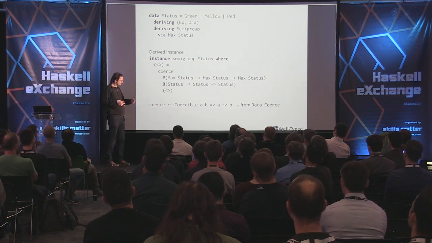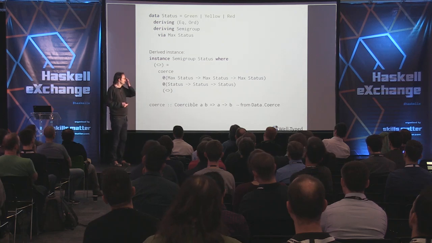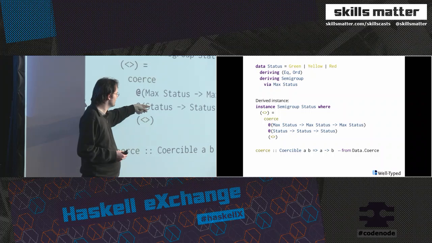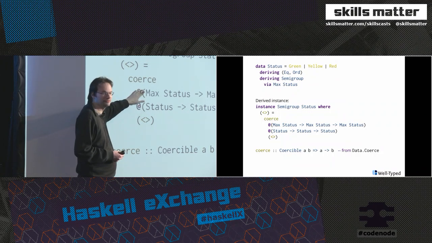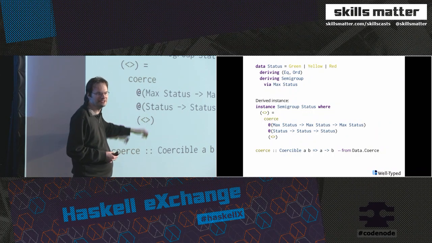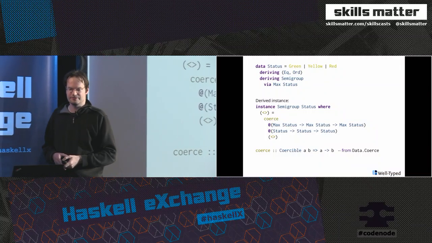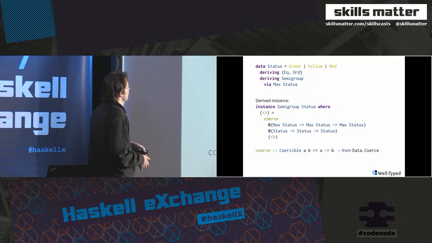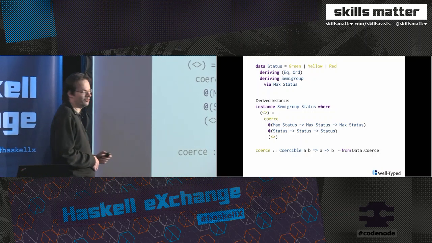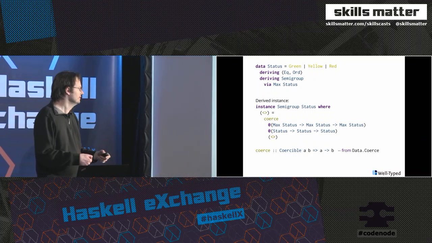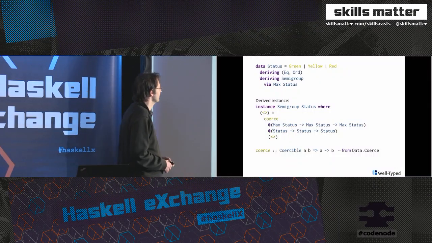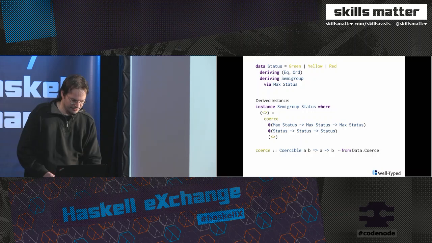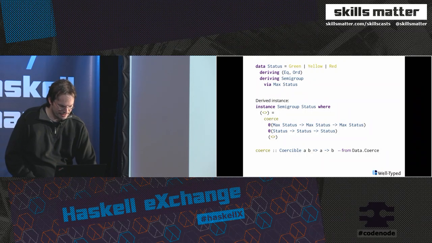But it is clever about it in the sense that it automatically recognizes that if Status and MaxStatus have the same representation, then, for example, these two function types must also have the same representation, so they're directly coercible into each other. That makes the actual work of the compiler in the deriving via case relatively small, because you simply have to write this instance that is full of coercions. Okay? So let me briefly show that it actually works.